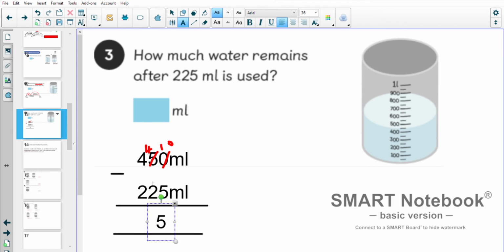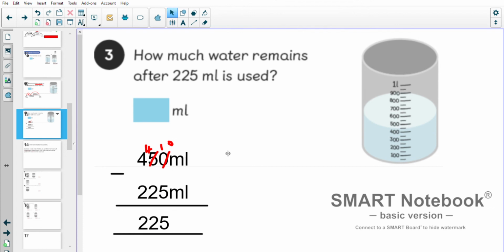My 4 tens take away 2 tens is 2. And my 400s take away my 200s is 2. So it's a little bit skew with the mouse. Let's put that there. And my answer is 225 millilitres. And I can just check that by doing 225 add 225 is 450.